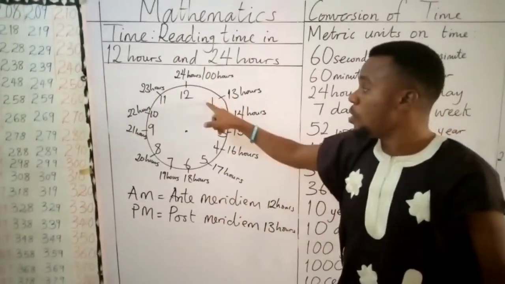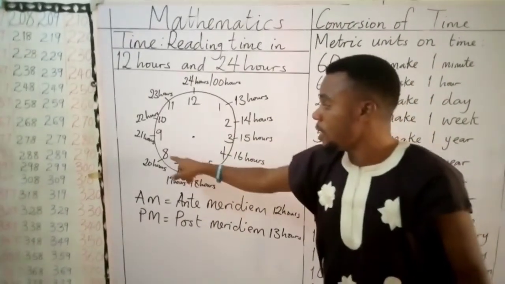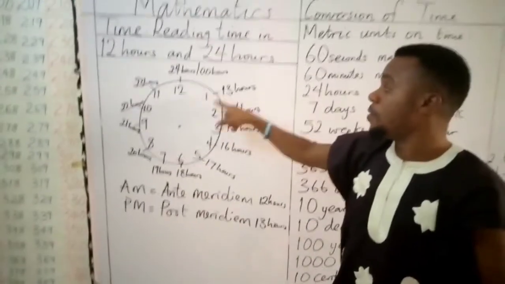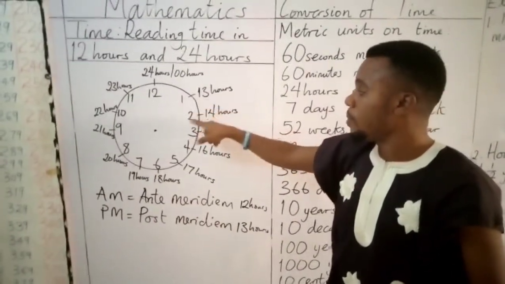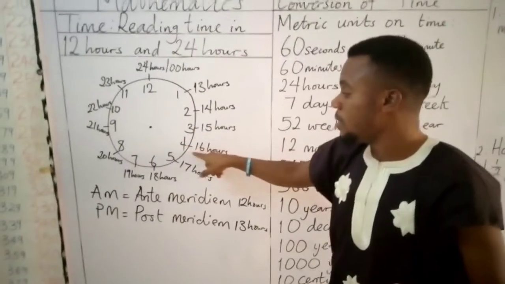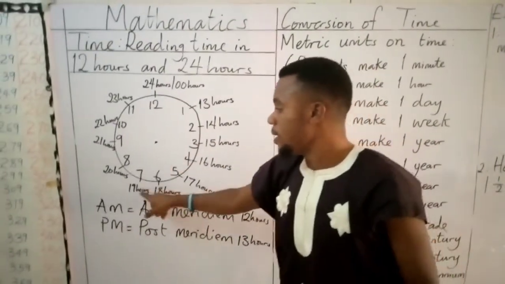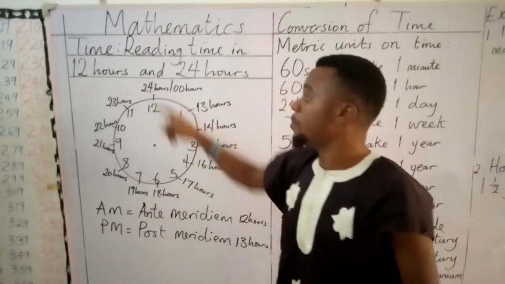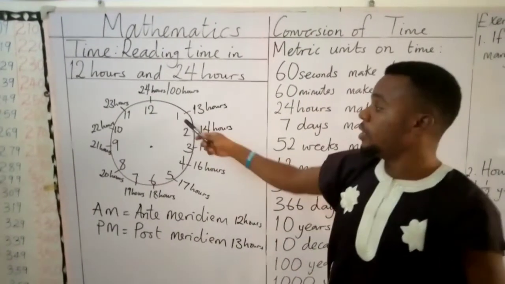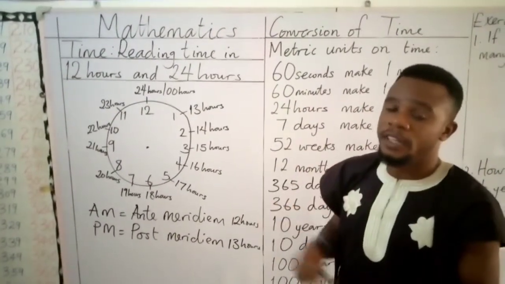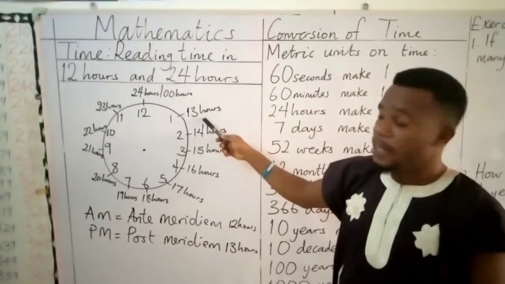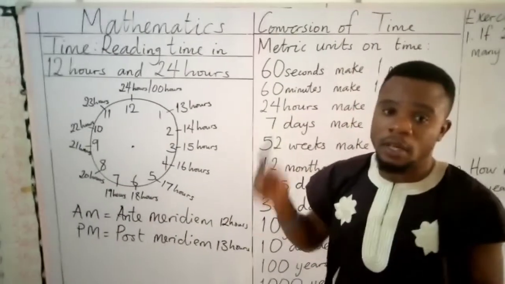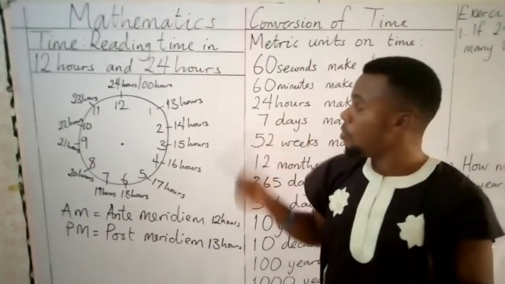You start counting from 0 again. In 12 hours you count 1, 2, 3, 4, 5, 6, 7, 8, 9, 10, 11, 12. Instead of starting from 1 again, in 24 hours you go with 13, 14, 15, 16, 17, 18, 19, 20, 21, 22, 23, and 24. Remember, 1 in the afternoon in 24 hours means 13 hours. So when you see 13 hours, don't be confused. It means 1 o'clock.